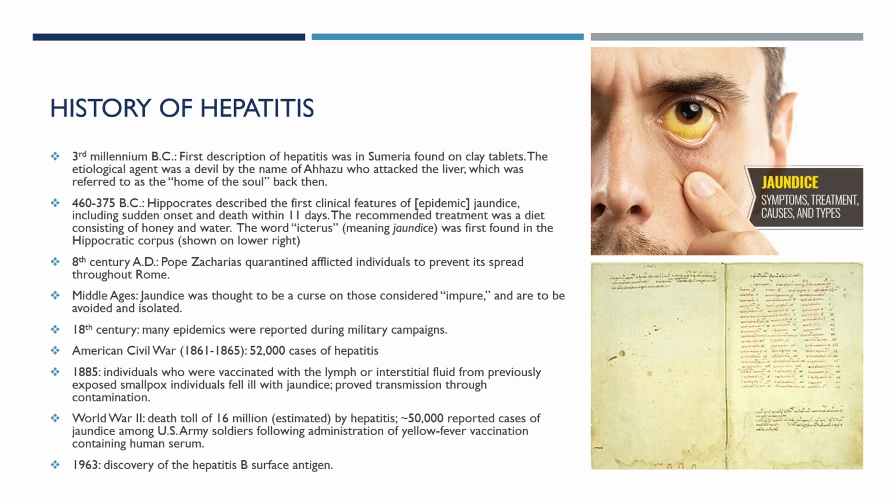Army soldiers following administration of yellow fever vaccination containing human serum. In 1963, the hepatitis B surface antigen was discovered, and the picture on the top right here shows a man with jaundice. It is the yellowing of the skin and of the whites in your eyes.